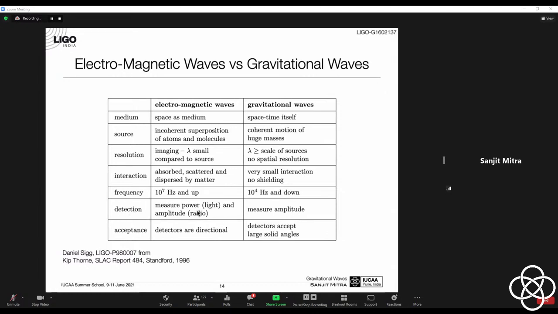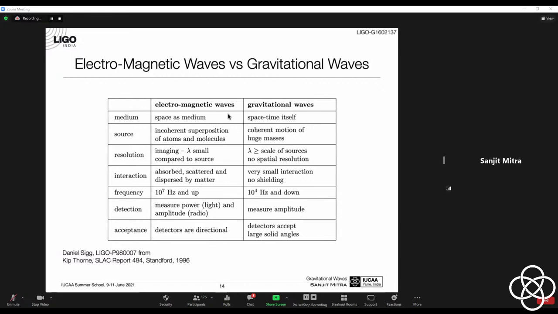Now, generally for electromagnetic waves, we typically measure power, sometimes amplitude. But for gravitational waves, so far we have always been measuring amplitude, not power, even though there is a stochastic background where we will be able to measure power. Again, these are typical comparisons. It does not mean that the other possibility is not there.